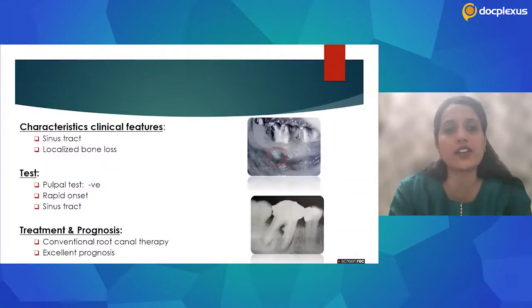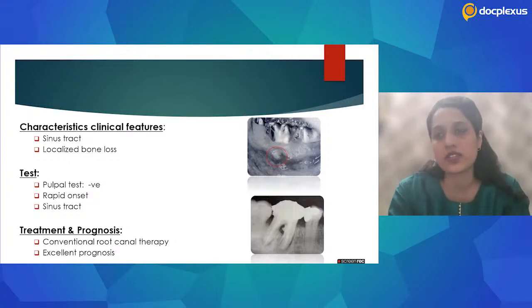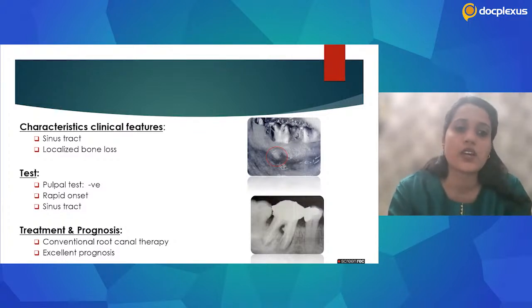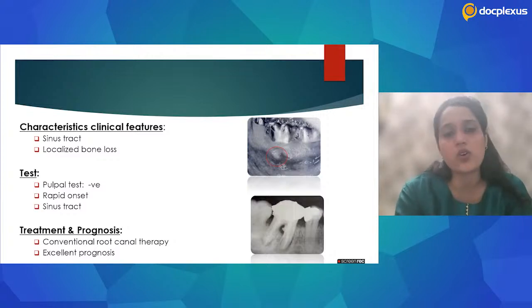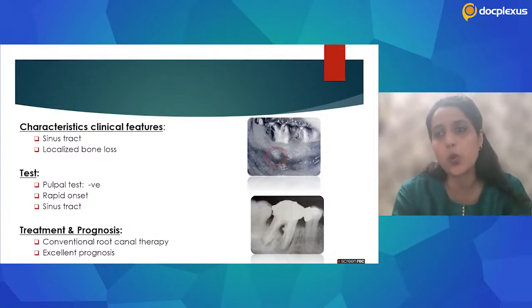The characteristic clinical feature is that a sinus tract could be present, could not be present. But in the cases where we are justifying them as primary endo-perio lesions, a sinus tract is usually present. It will have localized bone loss because there will be a pocket present definitely. Pulpal test, since the pulp has already necrosed, is usually negative. It is usually rapid onset and has a sinus tract that we have seen. Treatment will be primarily endodontic treatment only, and it will have a very good prognosis.